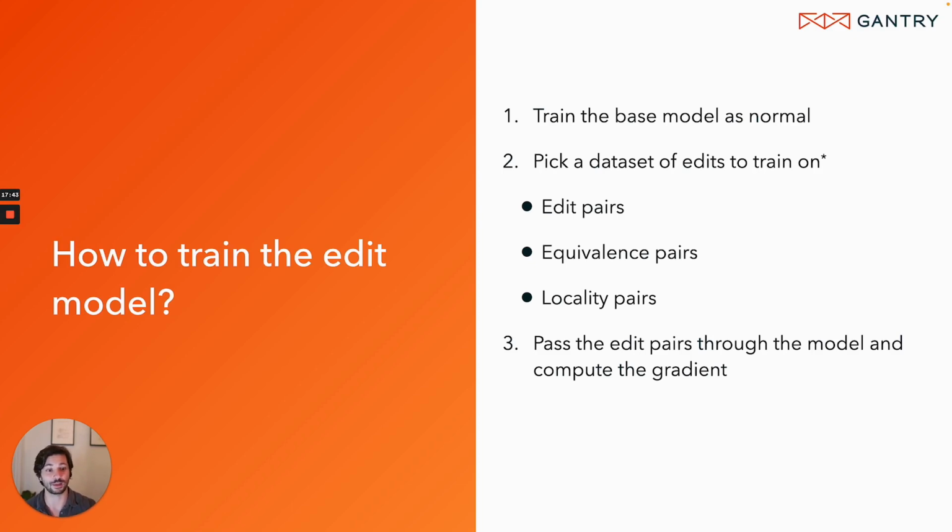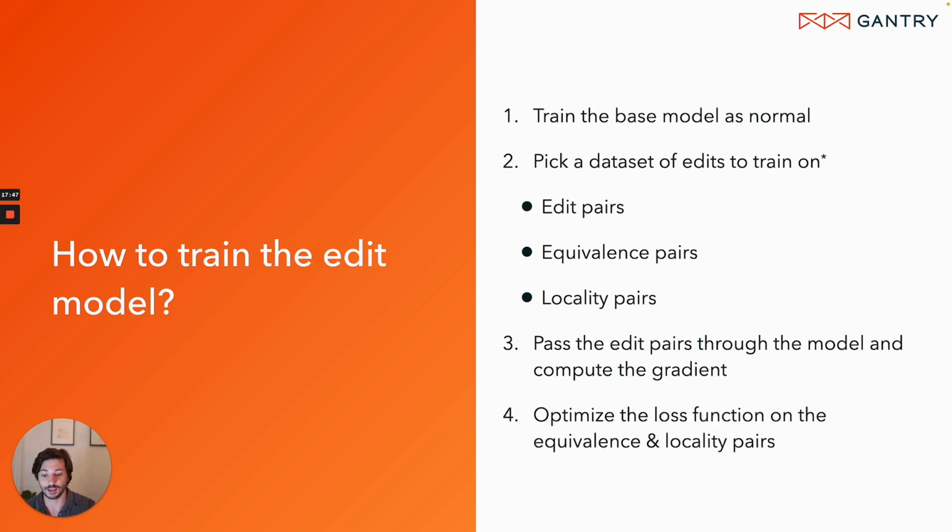So what is the weight update that we would do naively if we were going to train on this data point? And then finally, we will optimize the loss function on the other two pairs that we have selected, on the equivalence pairs and the locality pairs.